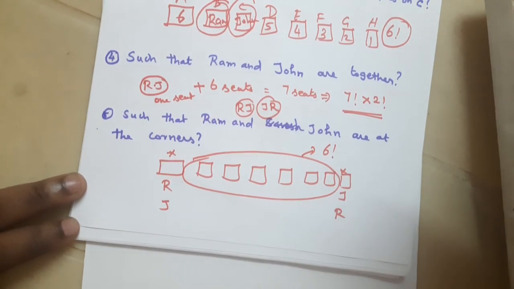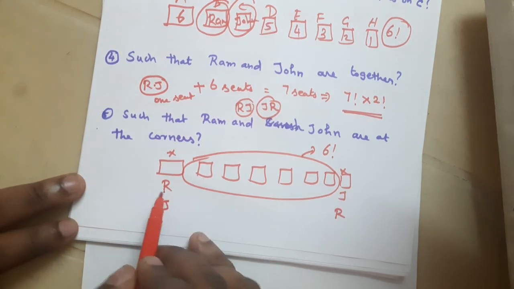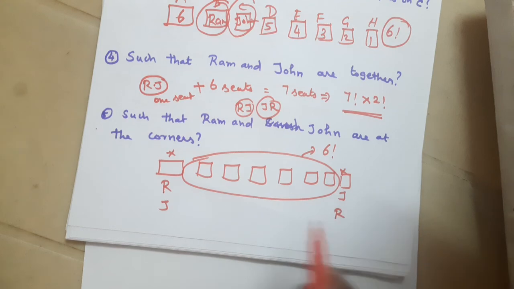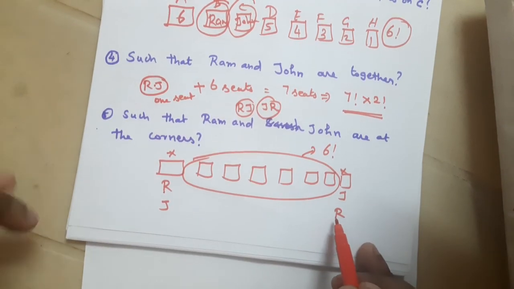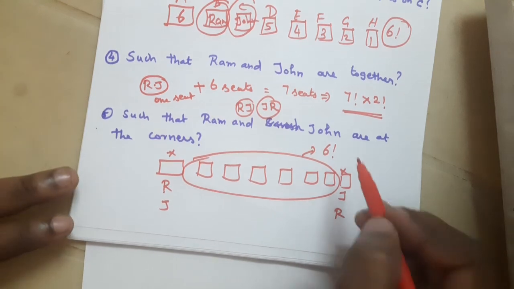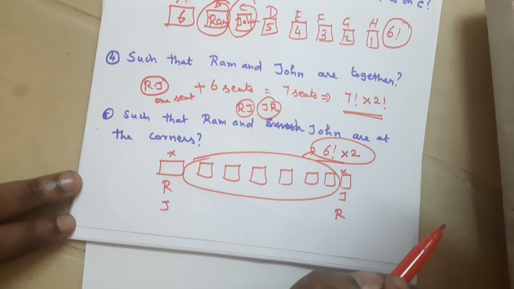Here, with Ram in the first position and John in the last position, that is one way, and with John in the first position and Ram in the last position, that is another way. So totally 2 ways. So we multiply by 2.